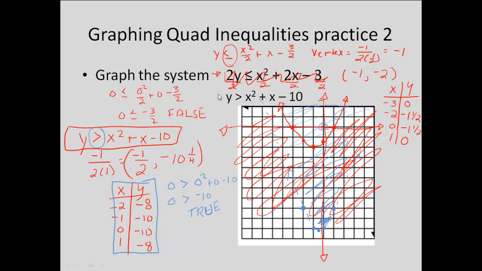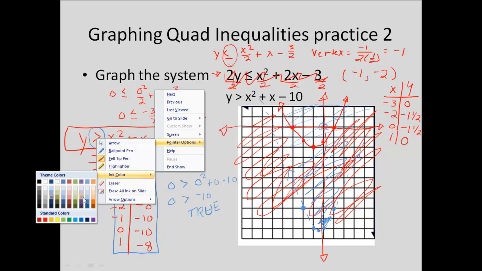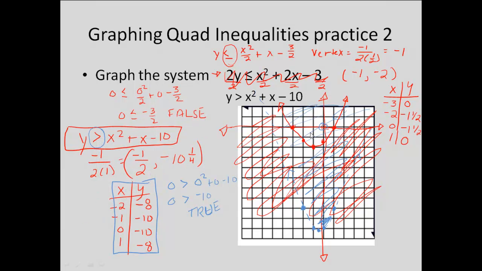Now, our last thing we need to do is go back and darken the spot that is overlapped. So I'm going to go back and darken that with a green. My overlapped spots are going to be where it's outside of the red but inside the blue. So my solution set for the entire system would be where this dark green is.